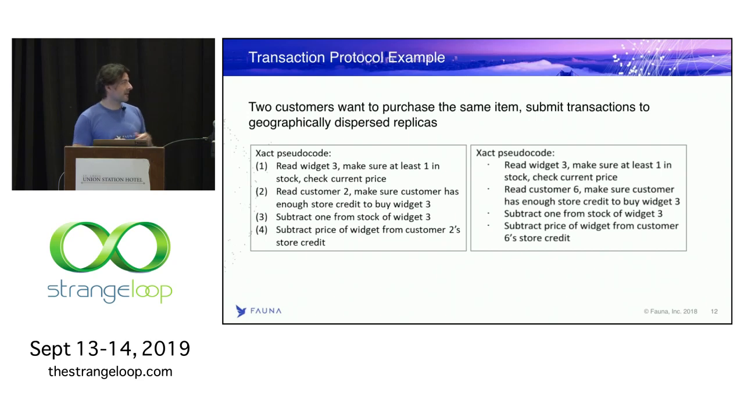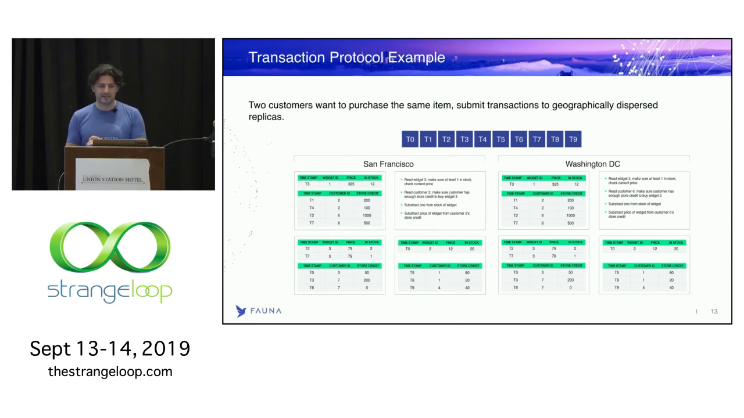So both of them would be running pretty much the same transaction. Make sure there's at least 1 in store. Make sure that the customer has enough store credit to buy it. Subtract 1 from the stock and subtract the price of the widget from the customer's store credit. So these are 2 transactions. Let's presume that they're running at approximately the same time in both places. So we have the San Francisco replica, we have the Washington, D.C. replica. One client connects to the San Francisco replica, tries to run this transaction. Another connects to the Washington, D.C. replica and tries to run this transaction.